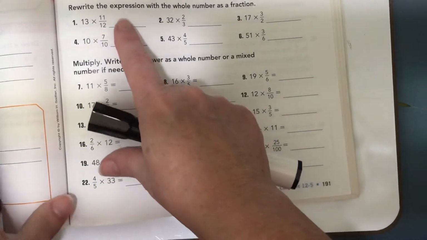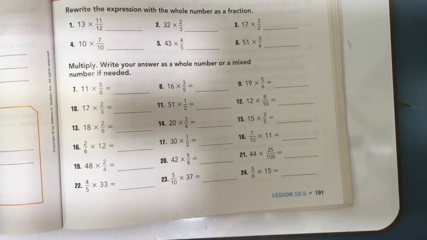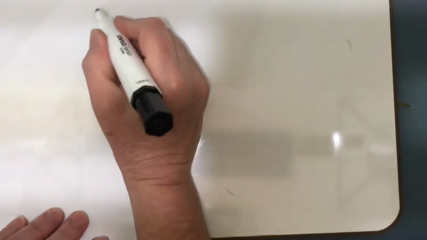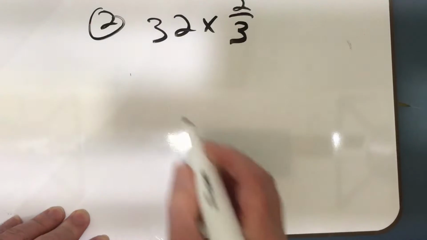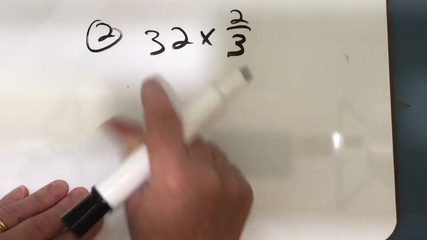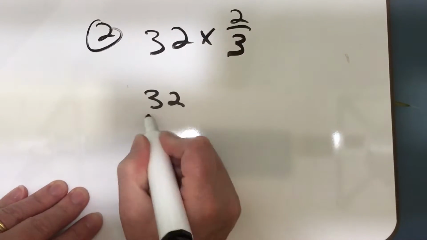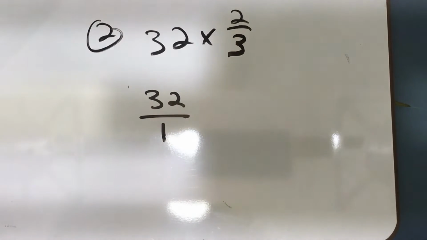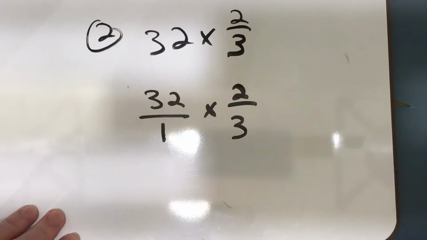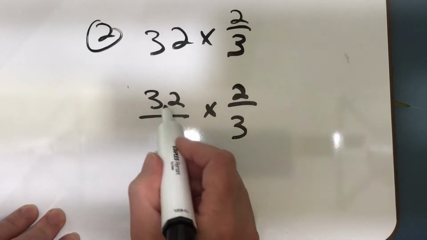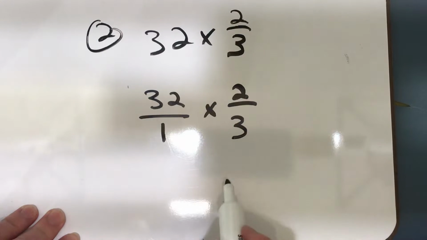Okay, the first part says to rewrite the expression with the whole number as a fraction. Remember that I told you, when you write a whole number as a fraction, if I look at number 2, 32 times 2/3. To write a whole number as a fraction, you make 1 the denominator. So 32 over 1 is 32 as a fraction. And then times 2/3. Now, when we multiply fractions, we just multiply the numerators and we multiply the denominators.